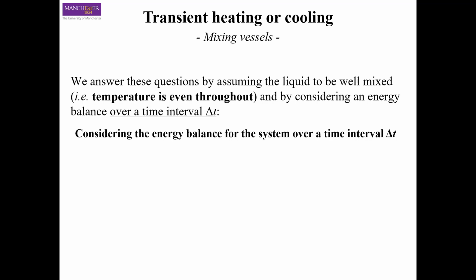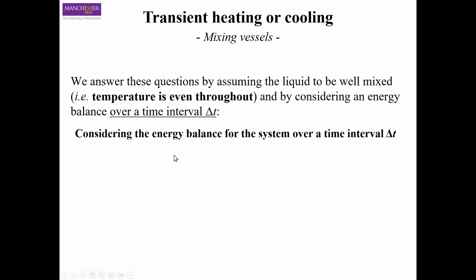The first assumption that we make is that the temperature throughout the system is constant. Because of the mixing inside the vessel, the temperature of the whole bulk of the fluid is constant. If that is true, it means that we can look at a section of this batch reactor over an interval of time delta t. This analysis can give us how the temperature, or the energy within the system, is changing.